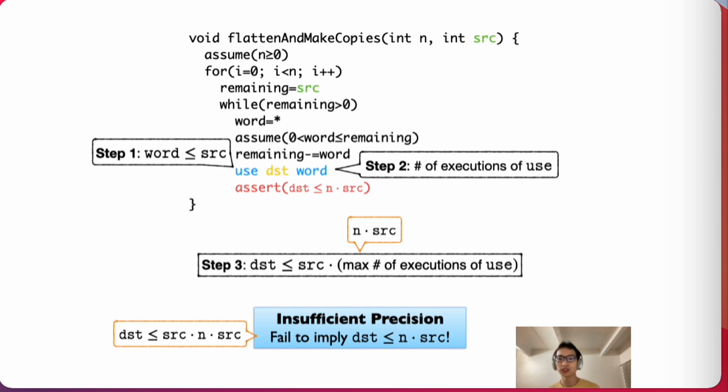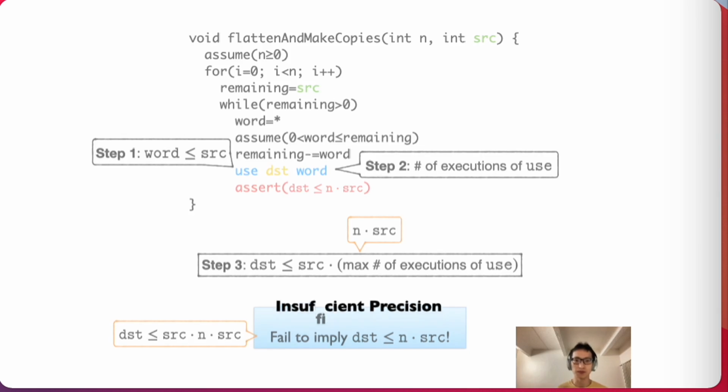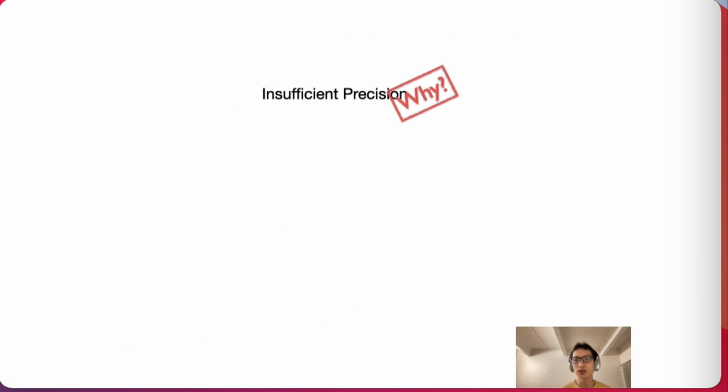Now, the key question is, why does this approach fail to provide sufficient precision? The reason is that although the length of words may vary, which is exemplified by this figure where numbers represent the length of words, this approach assumes each word to be at their maximum length.